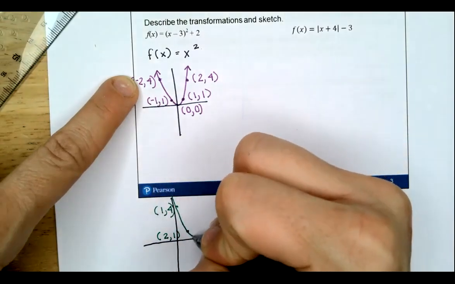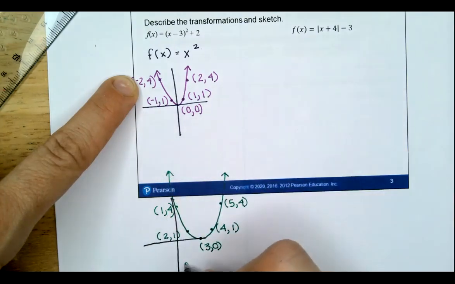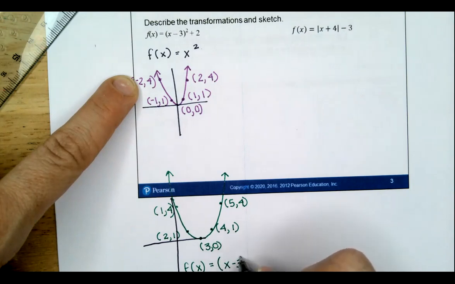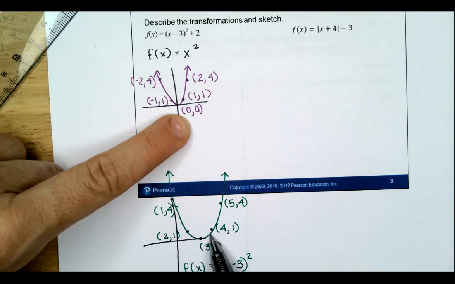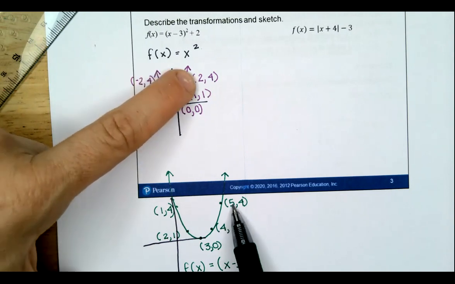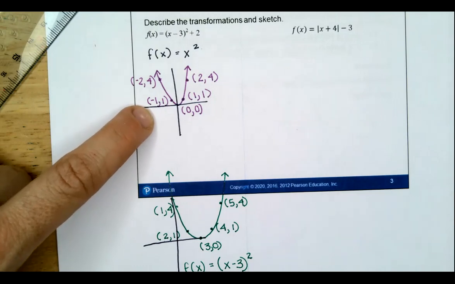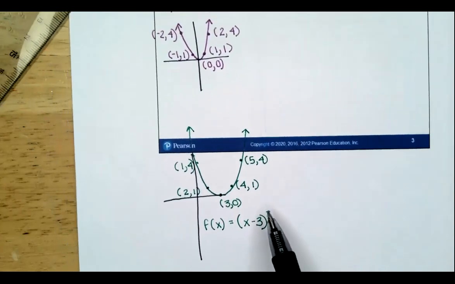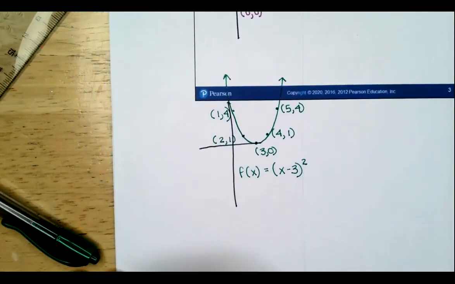So this would be the graph of f of x is equal to x minus 3 squared, right? Instead of 0, 0, we have 3, 0 because we're moving 3 to the right. 1, 1 becomes 4, 1 because we added 3. We added 3 to the 2. We added 3 to the negative 2. We added 3 to the negative 1. Okay, and now we need to add 2. So from here to here, that's the negative 3.